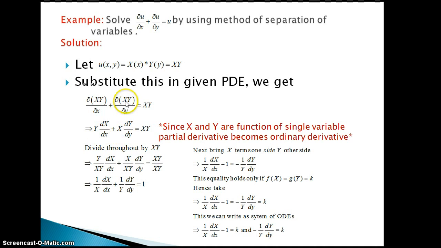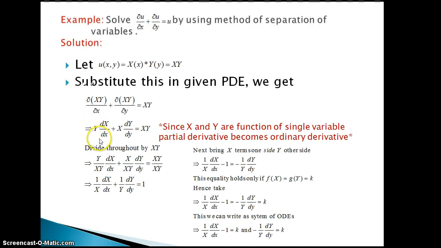Similarly, in the second term, x is constant, that you can take outside. So ∂Y/∂y is just dY/dy, is equal to the right-hand side, which is x into y. So these X and Y are functions of only single variables. So partial derivatives become ordinary derivatives. That is the very important takeaway from this method.